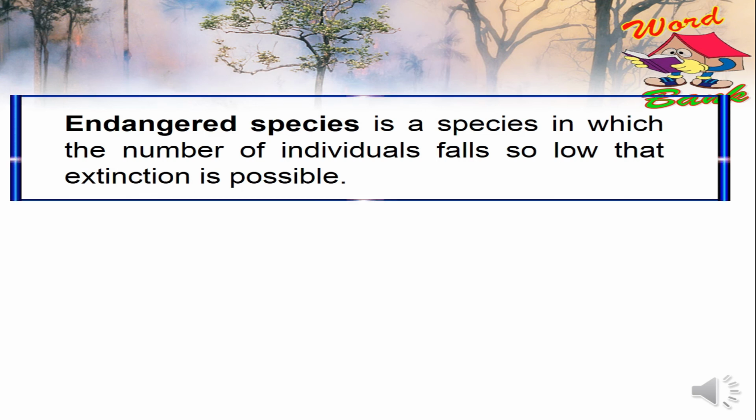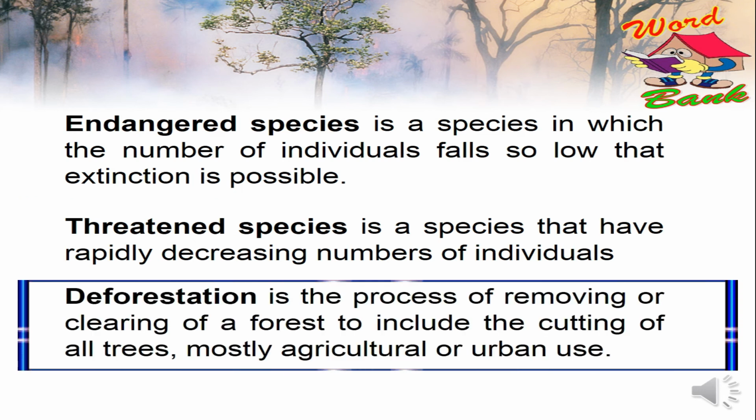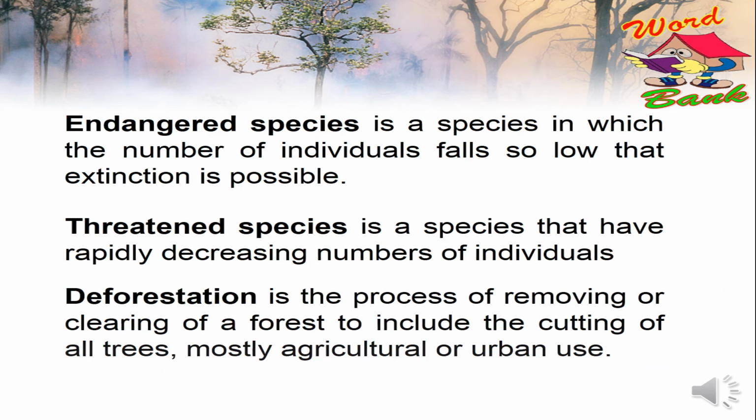Endangered species is a species in which the number of individuals falls so low that extinction is possible. Threatened species is a species that has rapidly decreasing numbers of individuals. Deforestation is the process of removing or clearing of a forest, including the cutting of all trees, mostly for agricultural or urban use.